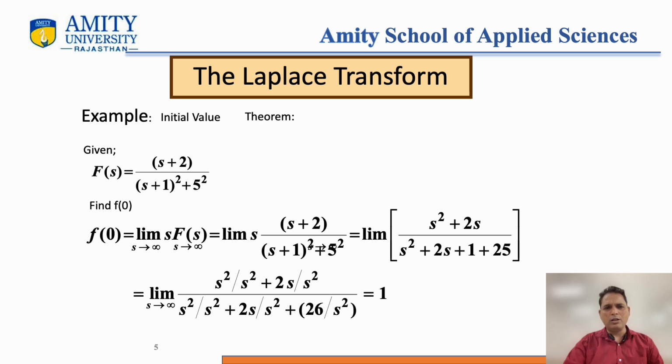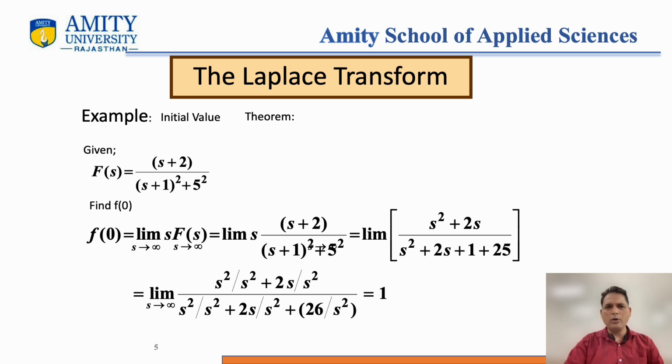s square plus 1 plus 2s. On simplification, we have reached the conclusion of this solution. As our limit s tends to infinity, I just take s square common. When we have taken s square common, the s square in the numerator and denominator will cancel each other. And on simplification, we have found the value is 1. So that value, f of 0 is equal to 1, we have concluded by this initial value theorem.